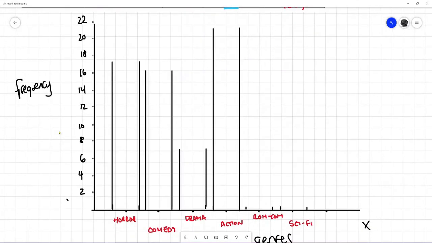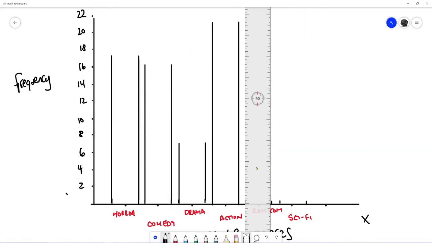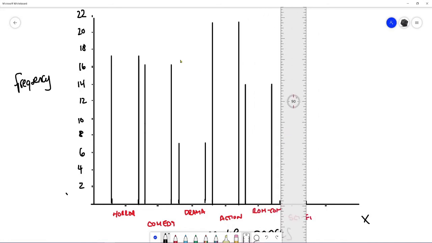Rom-com is next. Rom-com is 14, and the last one is 20. So we have 14. And the last one is 20, science fiction. Gotta love science fiction. No? Am I the only nerd?